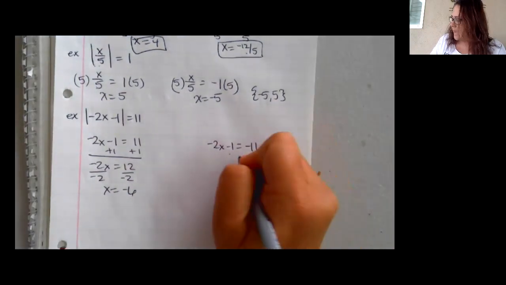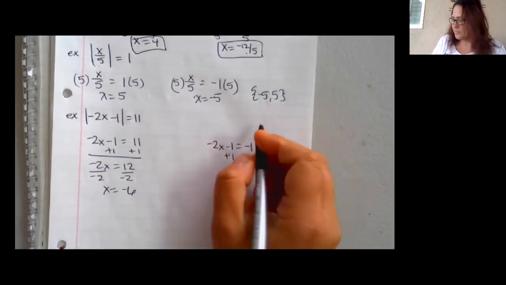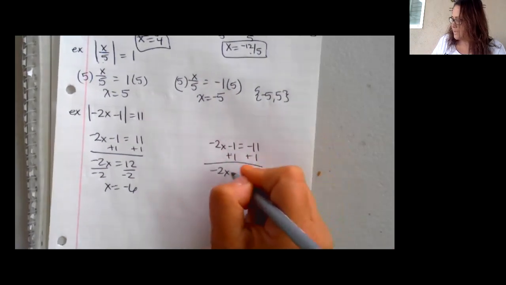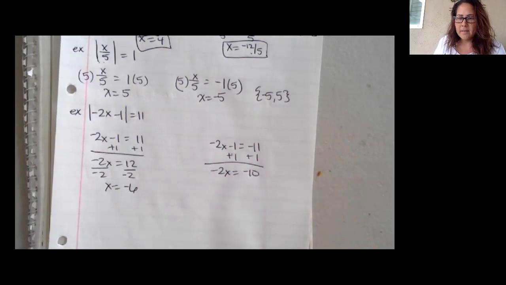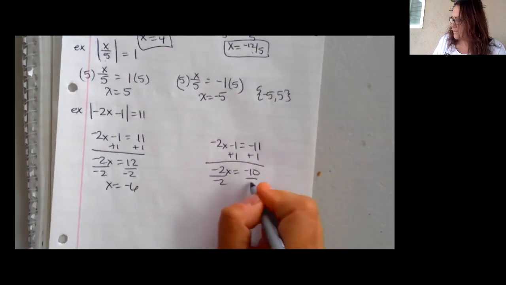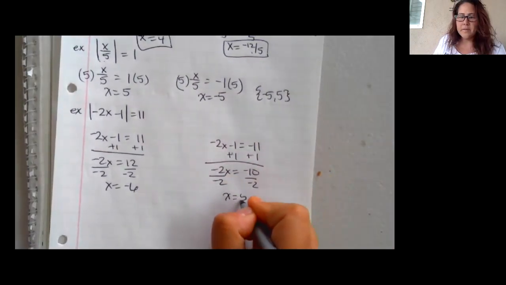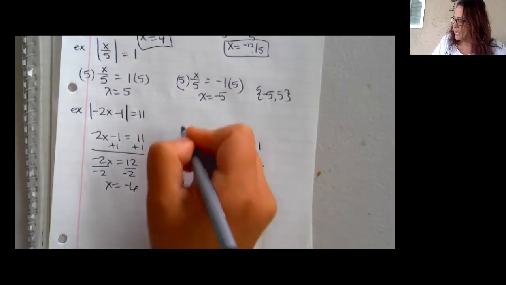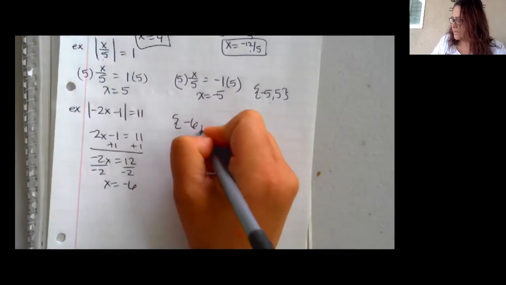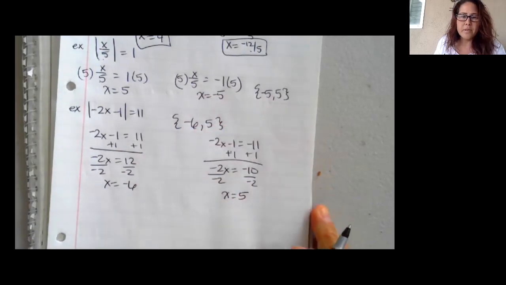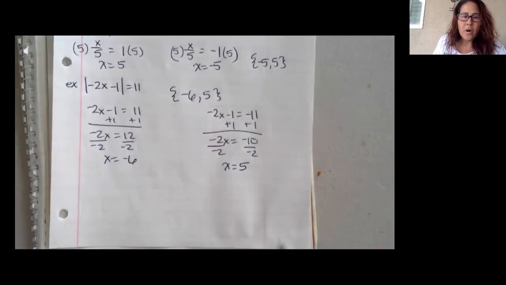Second one, add 1 to both sides. -2x equals -10. Divide both sides by -2. X equals 5. Okay. My solutions are -6 and 5. I have two solutions. Now, again, you can always check your work. So let's do that real quick.